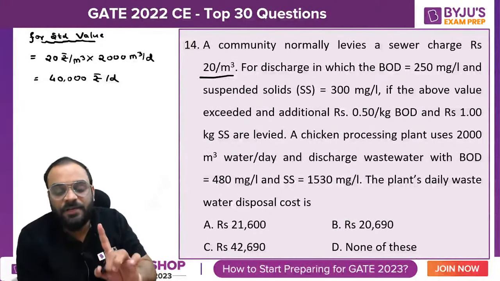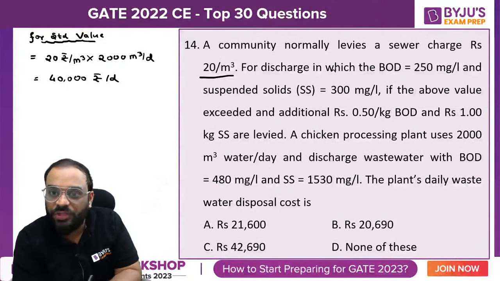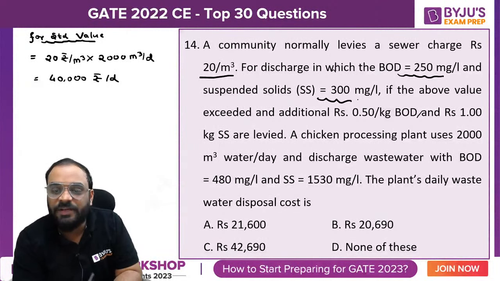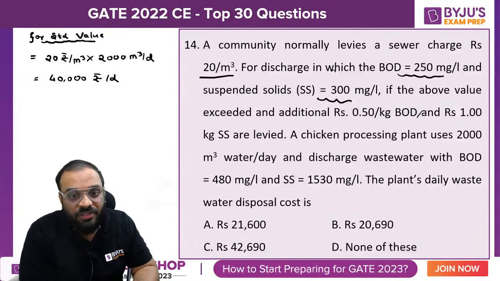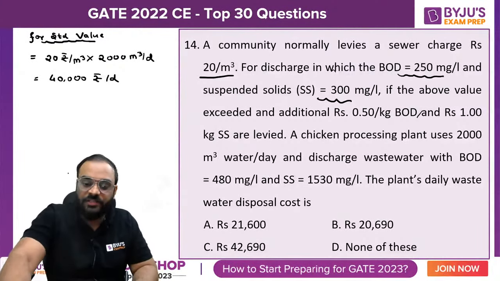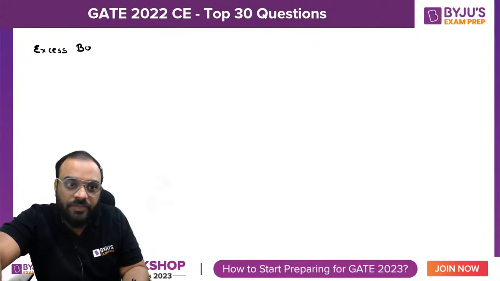But in this particular cost, we are treating this amount of discharge with BOD equal to 250 milligram per liter and suspended solid this much. But we know that in our wastewater, the values of BOD and suspended solid are a little bit higher, right? So we need to calculate that cost also. So first, let's calculate the exceeding value, or excess BOD.